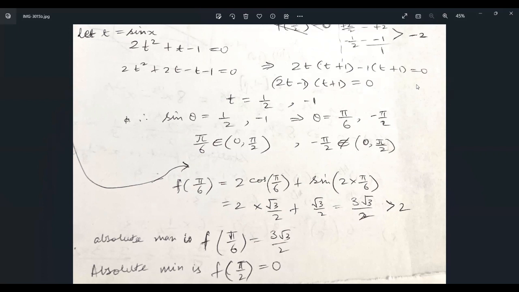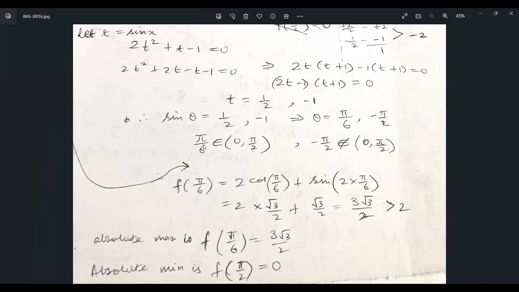So the two solutions are t equal to 1 by 2 and minus 1. So basically sine theta is half and minus 1. Now when we take the inverse, the value of theta which gives us 1 by 2 is pi by 6, and the value of theta which gives minus 1 is minus pi by 2. Of these two values, pi by 6 lies in the interval given in the question, whereas minus pi by 2 does not lie in the interval. So only pi by 6 is a valid stationary point.